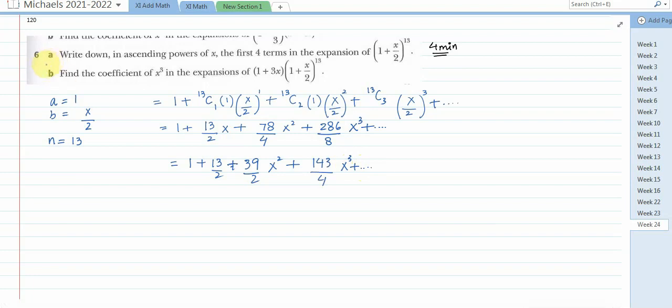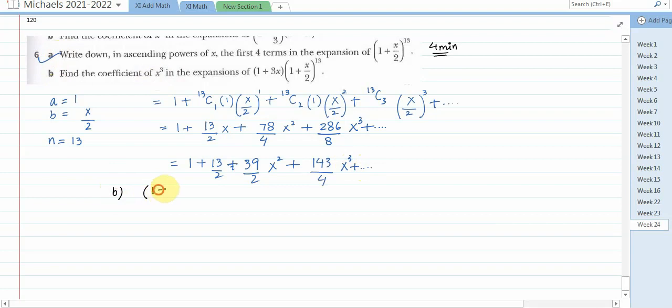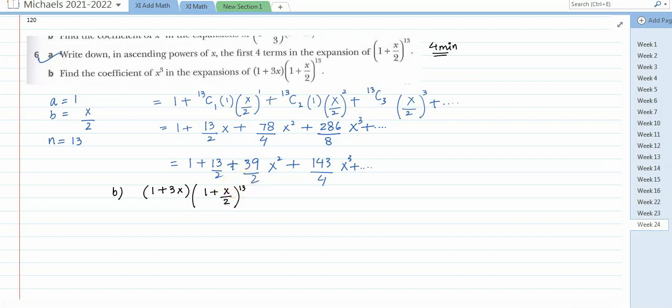Once you have done the first part, then we can attempt part B. Part B says find the coefficient of x cube in the expansion of this. Alright, so firstly I will write down the expression here: (1 + 3x) times (1 + x/2) to the power 13. We had found the expansion of this term in the first part.